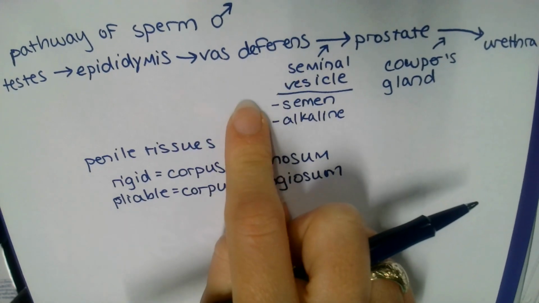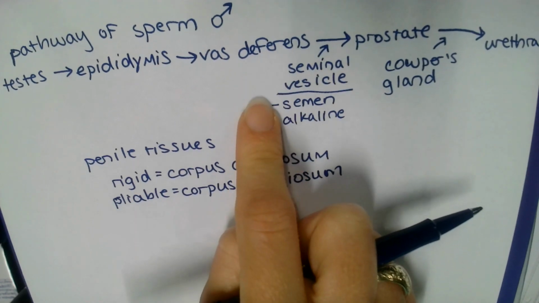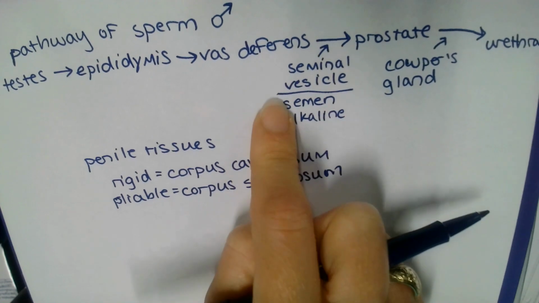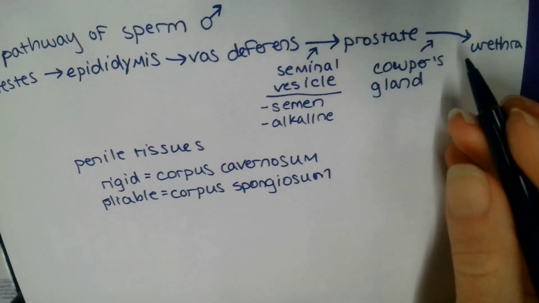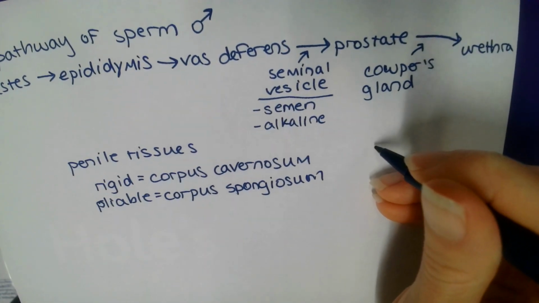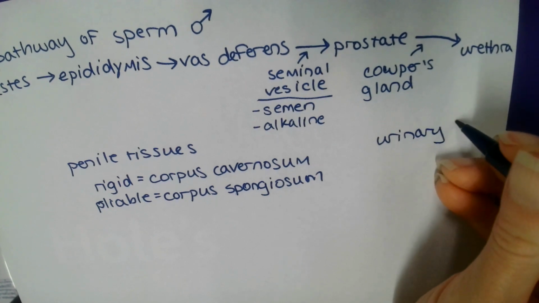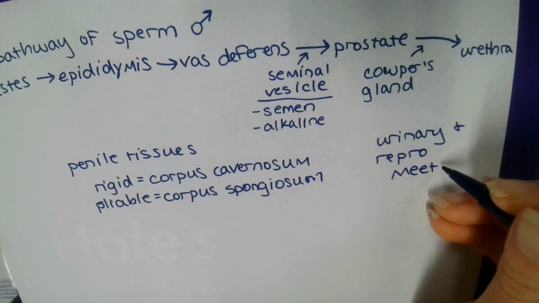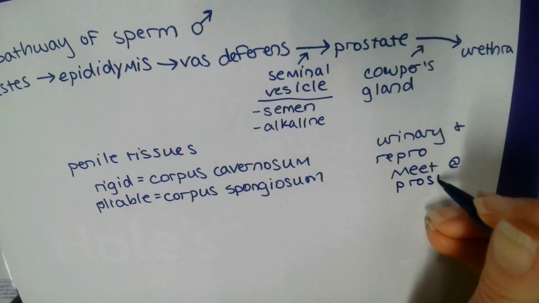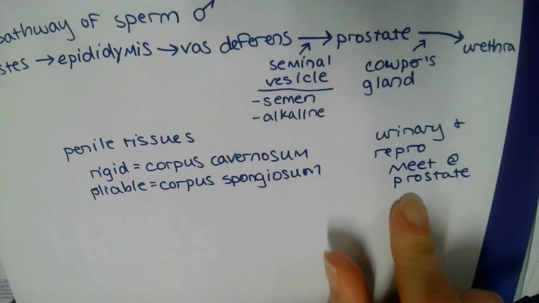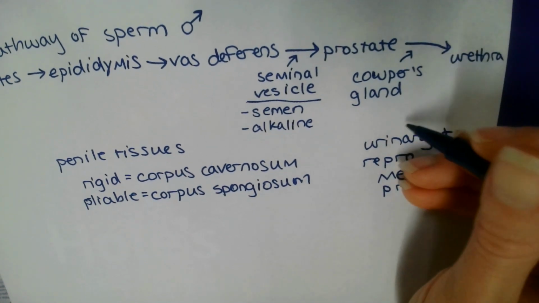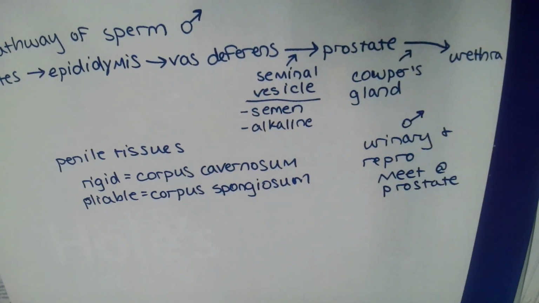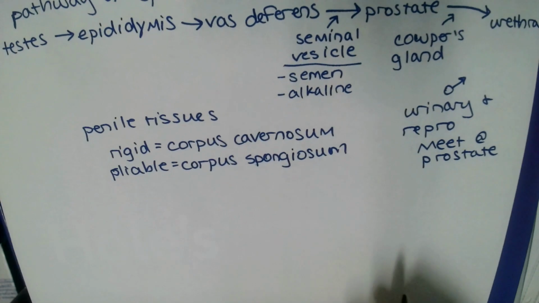Do the urinary systems and reproductive systems meet in the male tract? No. I mean, yes, in the male tract, yes, they meet. Let's write that down. So the urinary and reproductive meet, and in fact, they meet at the prostate. So the prostate is going to do the important job of keeping the urine out of the semen and the semen out of the urine. And this is, of course, in male. All right. Female, pathway of an egg.